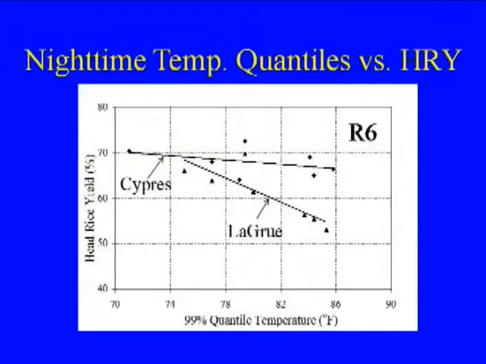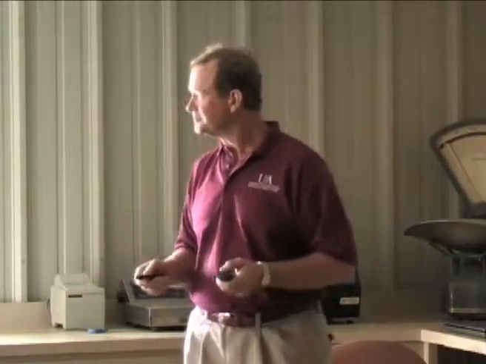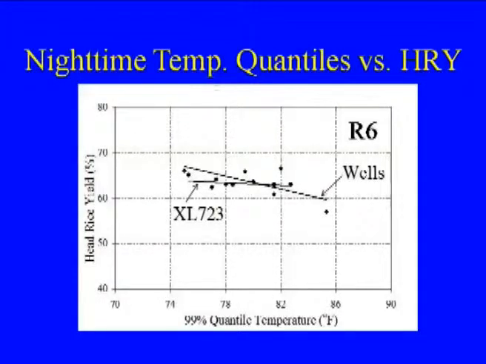But Cypress is known for being a very, very excellent stable milling quality variety. If you look here, yes, it decreased some, but not a great deal. So even Cypress was susceptible to this, but not near to the extent of LeGroux. Here's Wells, same kind of relationship. XL723, a hybrid, was actually fairly stable all the way across. And we've seen that with 723. It was a little lower here, but it really didn't react the same way.